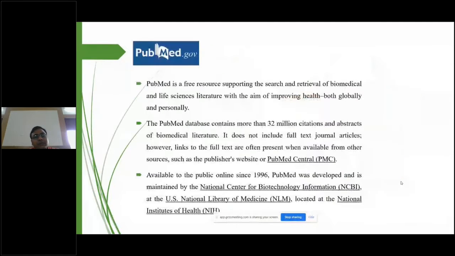The first search engine is PubMed. It is a resource supporting the search and retrieval of biomedical and life sciences literature with the aim of improving health both globally and personally. PubMed contains more than 32 million citations and abstracts of biomedical literature. There are some free articles in PMC, that is PubMed Central, and other than PMC there are paid journals.